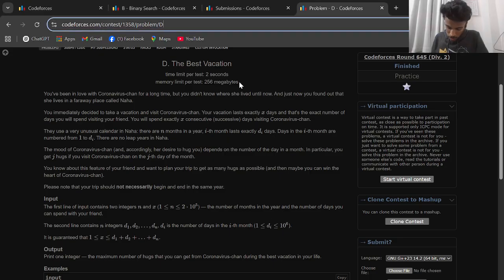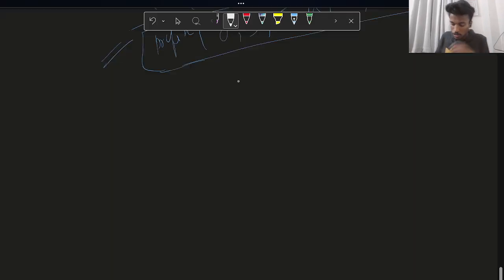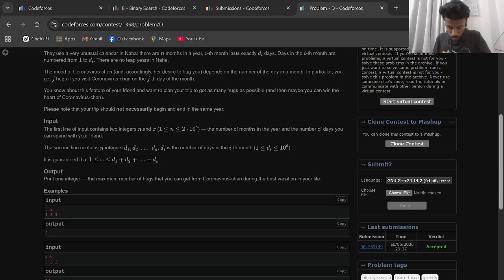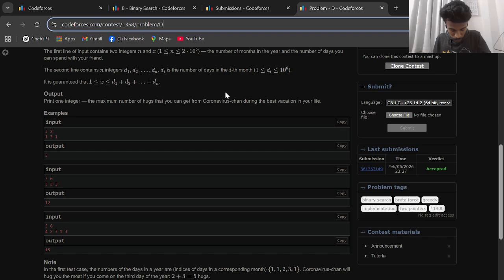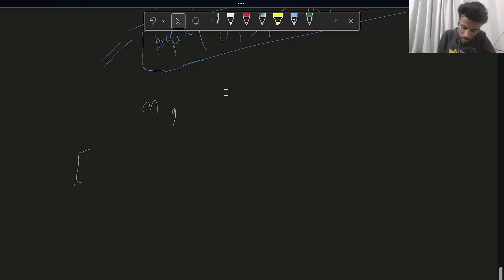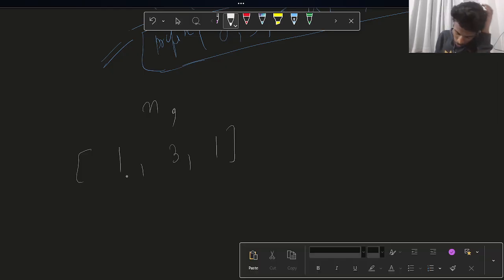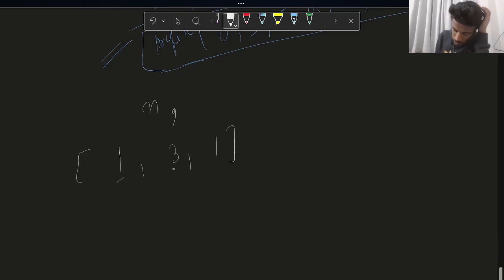The question says that there are n months in a year, and you are given the number of days in those months. Take the case 1 3 1. There are 3 months in a year, and in the first month there is 1 day. In the second month there are 3 days, and in the third month there is 1 day.